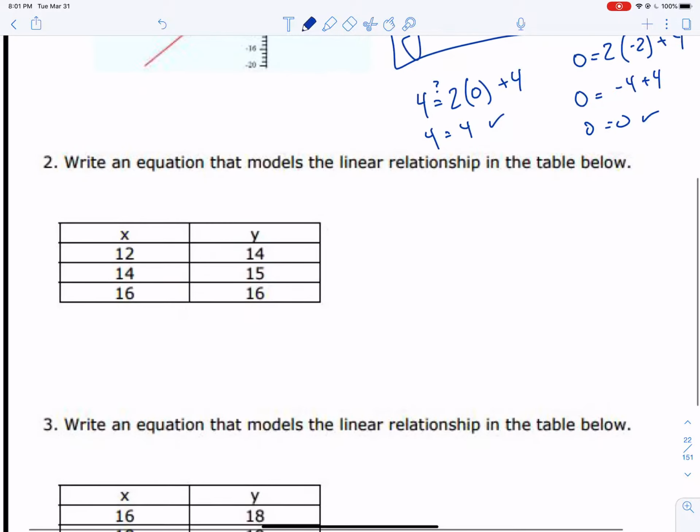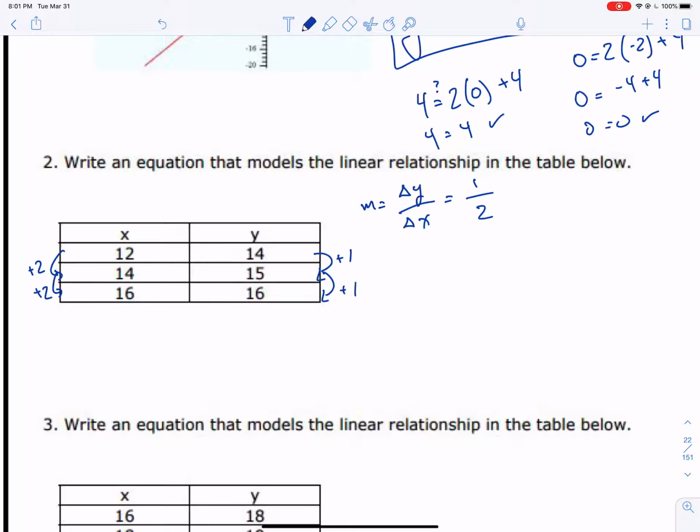Okay, moving on. When we have a table, remember we're just looking for that pattern: change in y over change in x. So how is the y side changing? It's adding 1 each time. On the x side, we're adding 2 each time. So slope is change in y over change in x. Change in y is 1, change in x is 2. So our slope is 1/2.